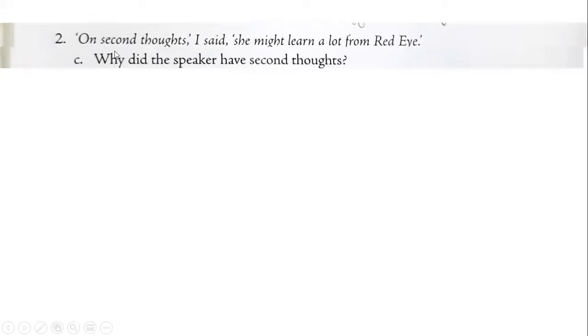Here's the third question, the same context. On second thoughts, I said she might learn a lot from Red Eye. Why did the speaker have second thoughts? I explained that question to you. I will do so again. The speaker. Who's the speaker? Cindy. Now, why did Cindy have second thoughts? Meaning, she thought something first and then she changed her mind. Why? Let's see if you can remember what she thought first.